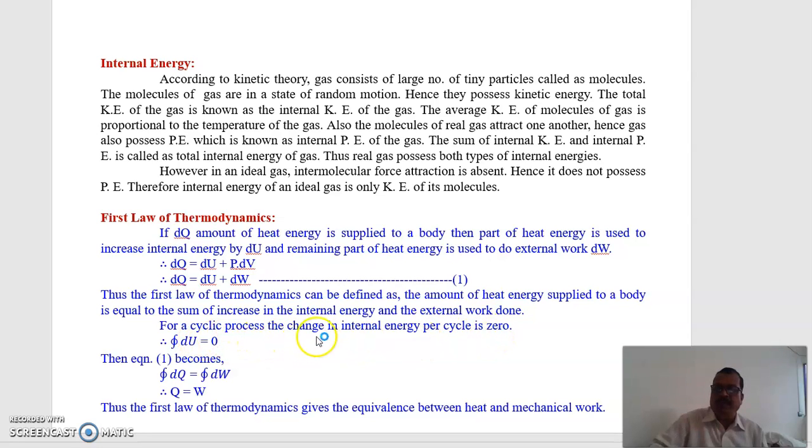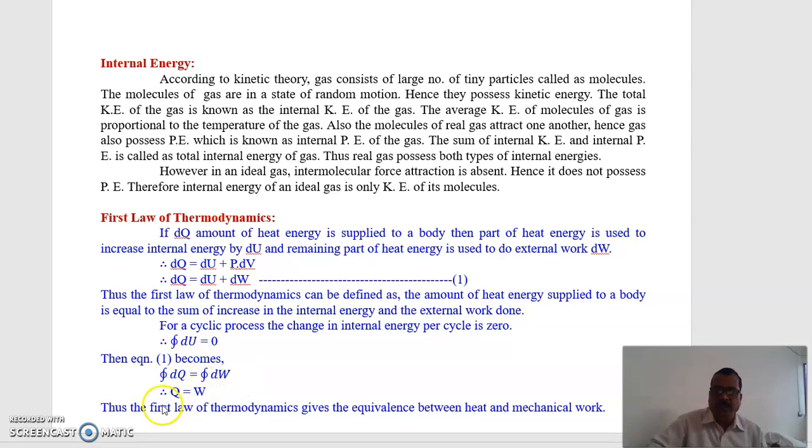For a cyclic process, the change in internal energy per cycle is always zero. Therefore, closed integral of dU is equal to zero. Then equation first can be written as closed integral of dq equal to closed integral of dW. Therefore, from this equation we get Q equal to W.